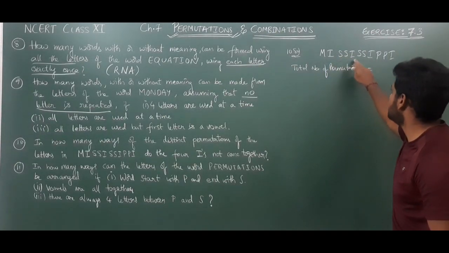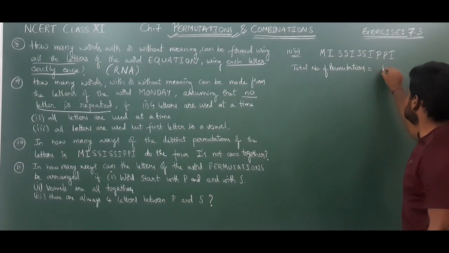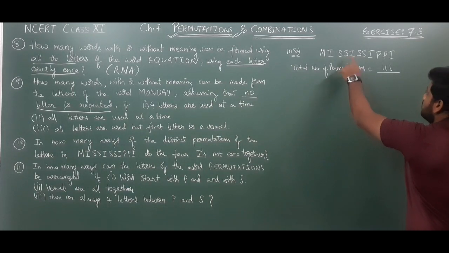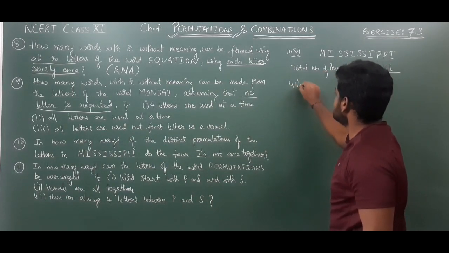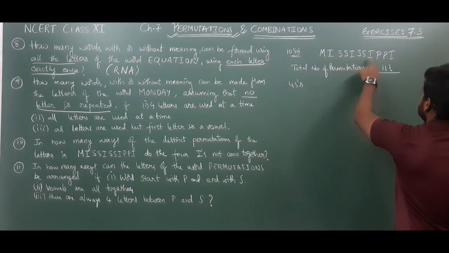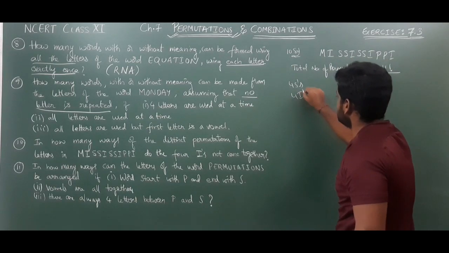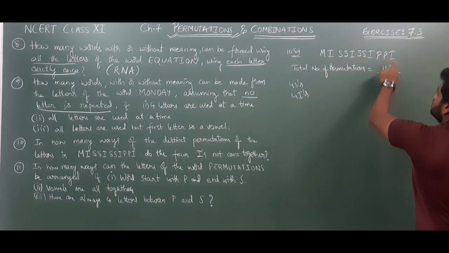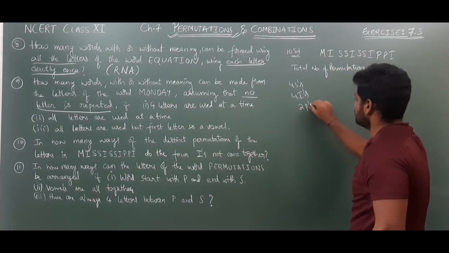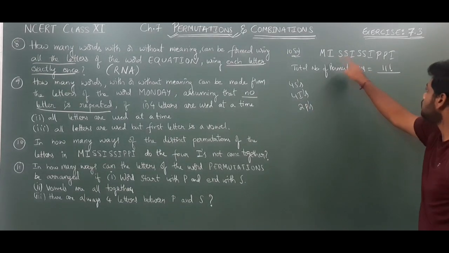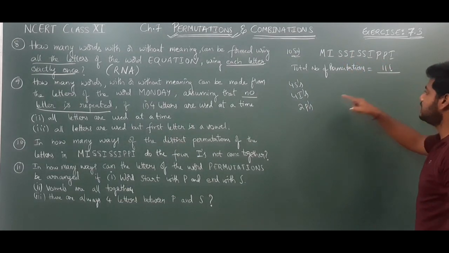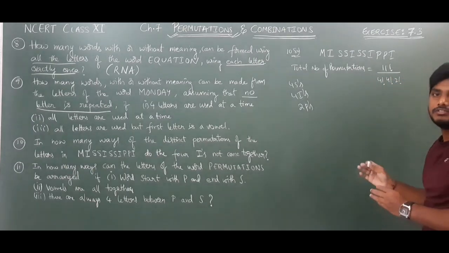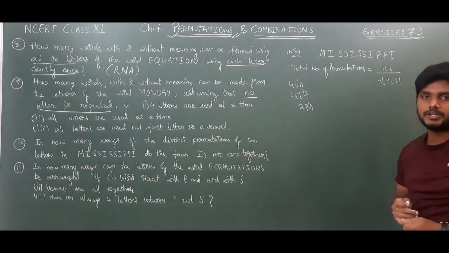1, 2, 3, 4, 5, 6, 7, 8, 9, 10, 11. So 11 letters are there. 11 factorial divided by how many S's do we have? 4 S's are there. Next, 4 I's are there, right? Next, 2 P's are there. Therefore, total number of letters is 11. So 11 factorial divided by 4 factorial into 4 factorial into 2 factorial. So this will be the total number of permutations, right?